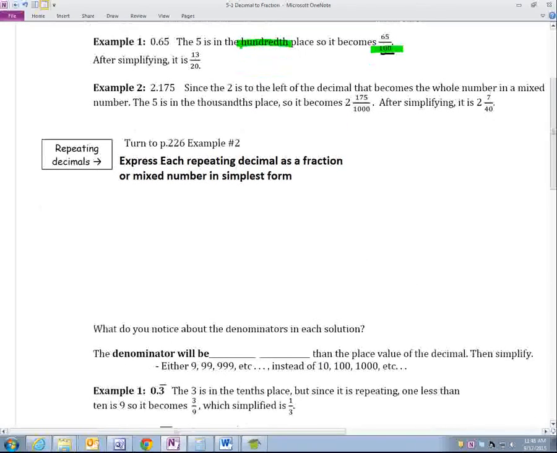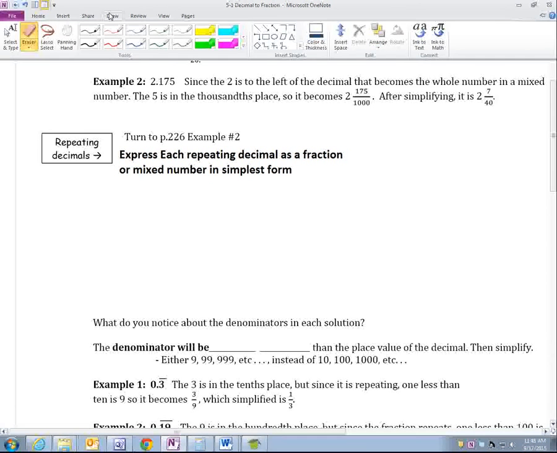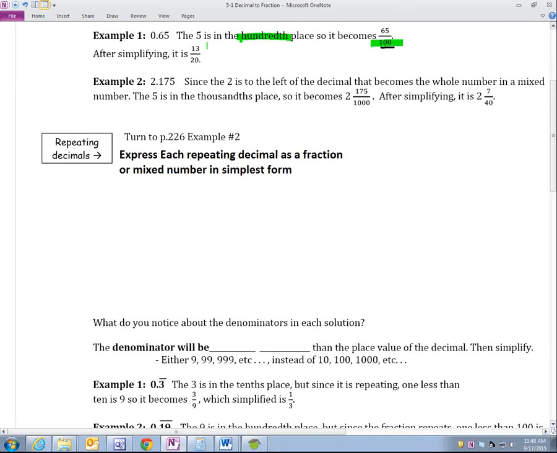Example 2: 2.175. Since the 2 is to the left of the decimal, that becomes a whole number and a mixed number. The 5 is in the thousandths place, so it becomes 2 and 175 thousandths. After simplifying, it's 7 fortieths. So once again, we have the thousandths place, and there's a thousand.